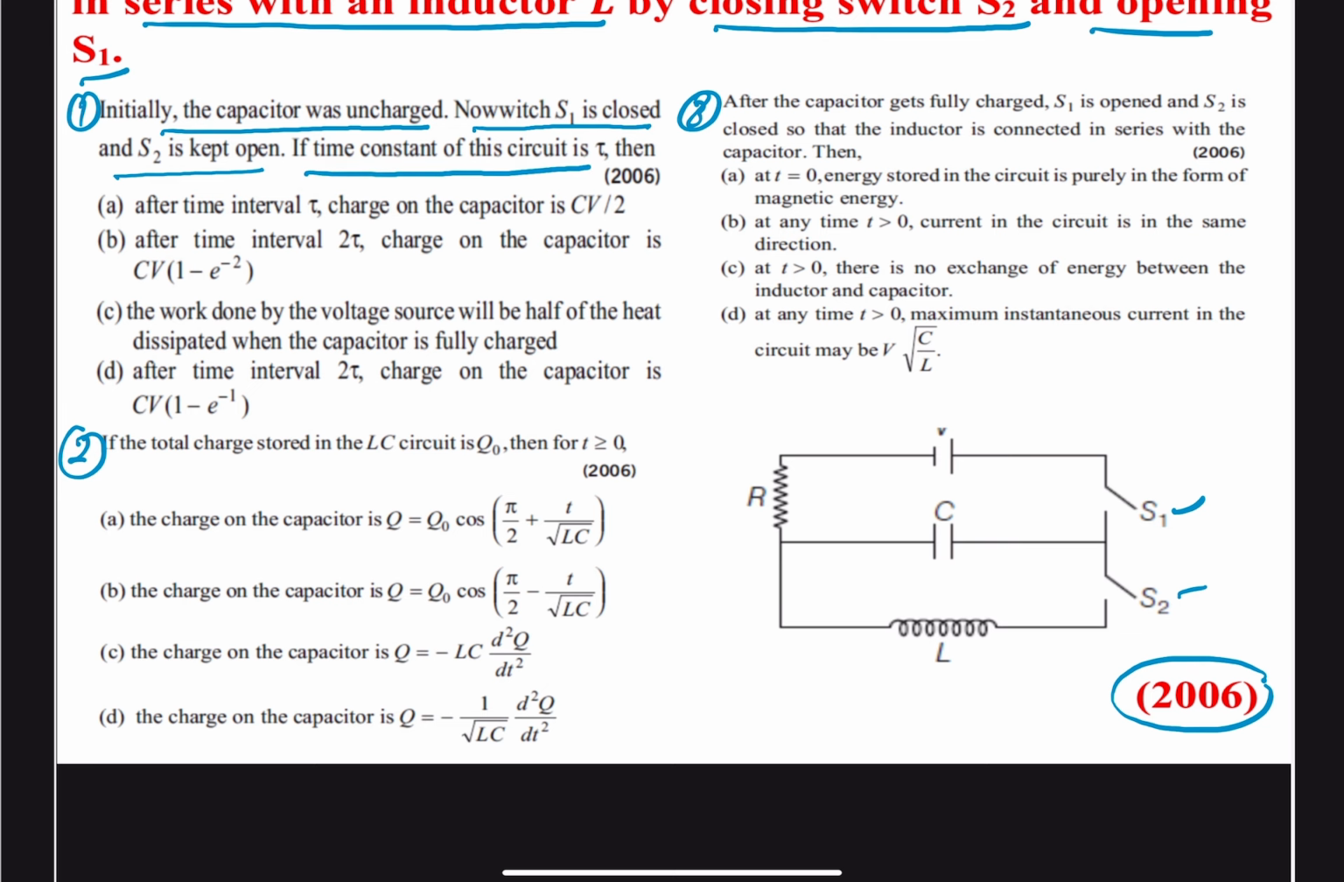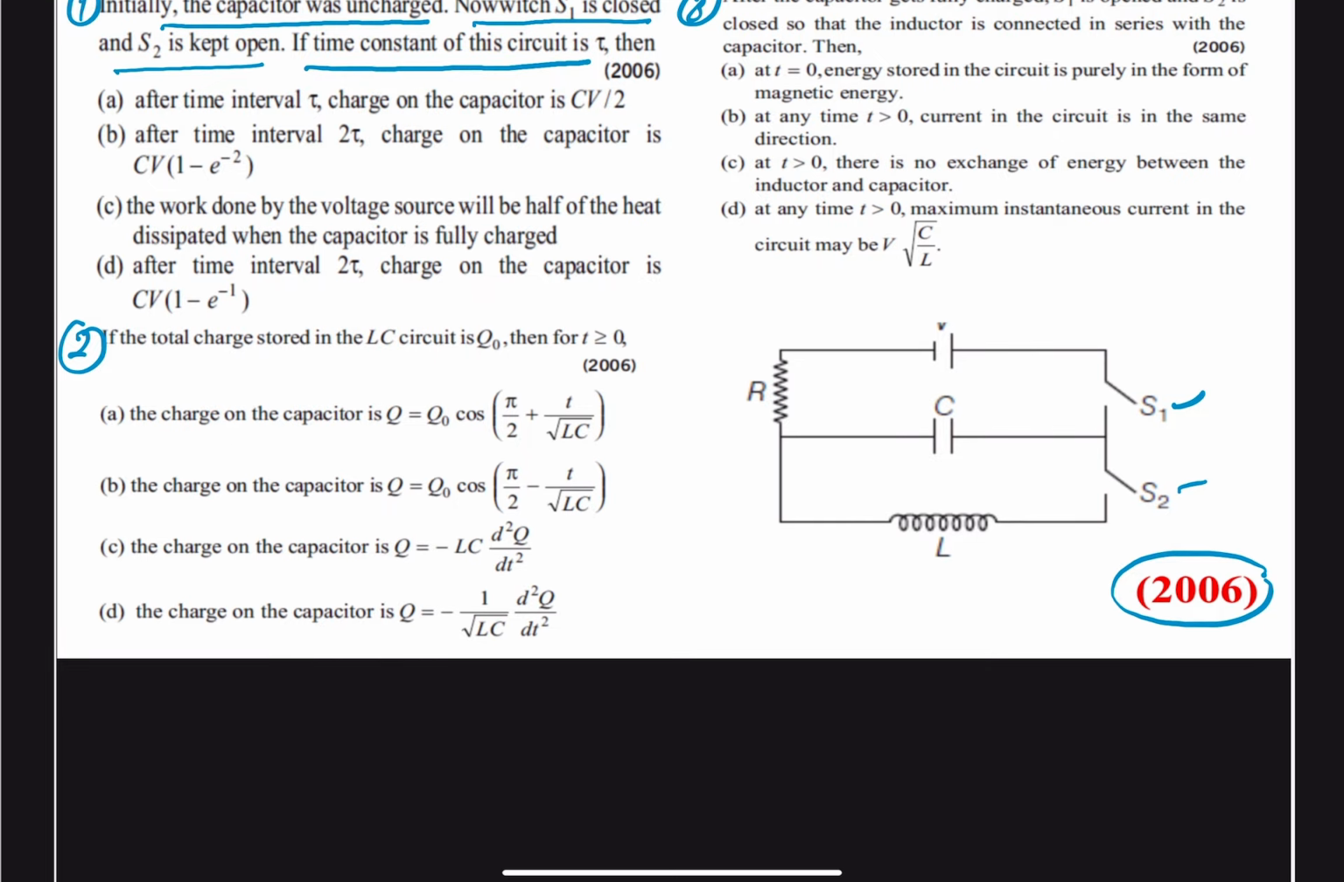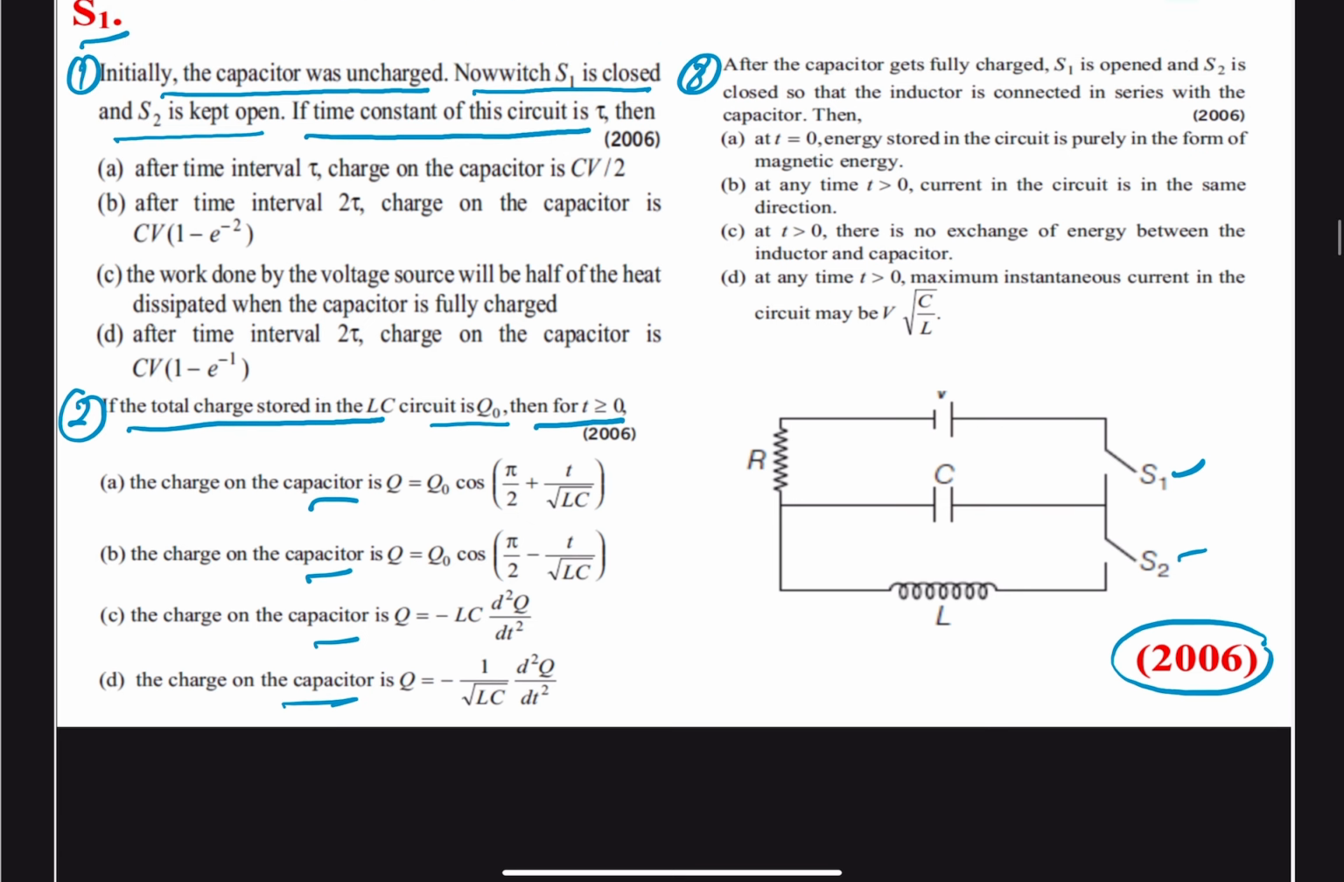In the second, it says that if the total charge stored in the LC circuit is Q0, then for t greater than or equal to 0, we have to find out the charge on the capacitor basically. And in the third, it says that after the capacitor gets fully charged, S1 is open and S2 is closed, so that the inductor is connected in series with the capacitor. And then we have to find out which of these options is the correct one.